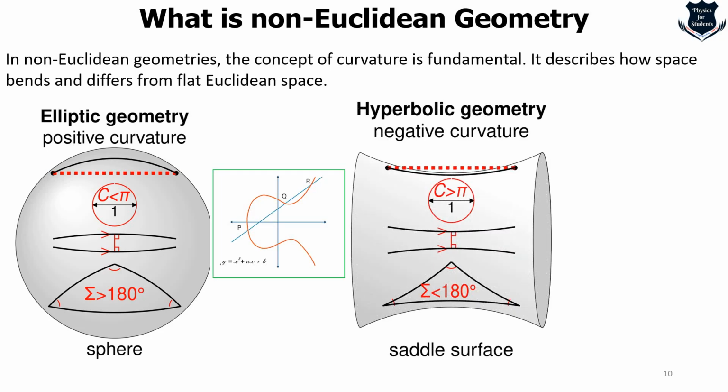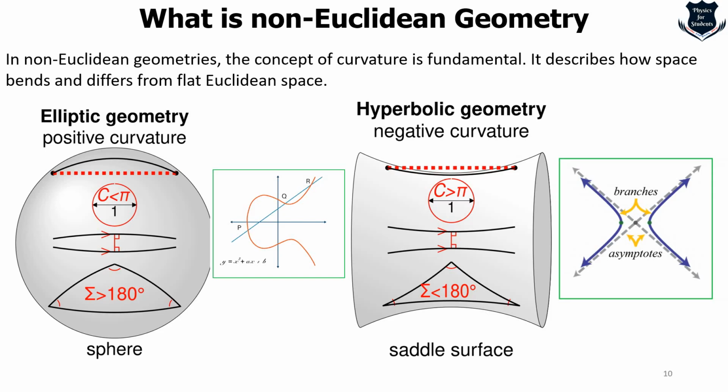The next one is called hyperbolic geometry, and in the hyperbolic geometry, the parallel lines are diverging, and that is why it has a negative curvature, and the sum of the angles of a triangle is less than 180 degrees. And this is how they actually look, the branches and the asymptotes. Now, as you understand, these are not related to the typical Euclidean geometry. It is a complete departure from that.